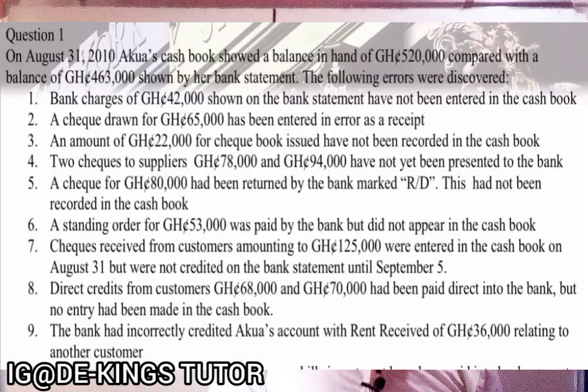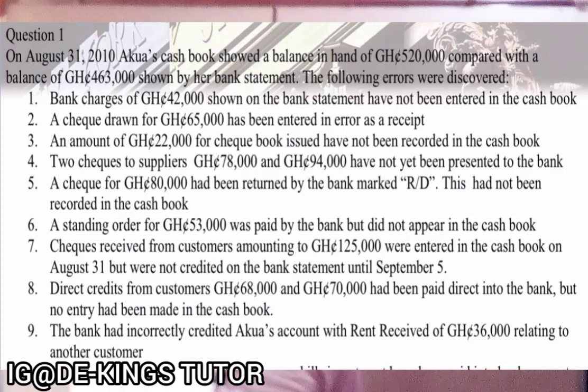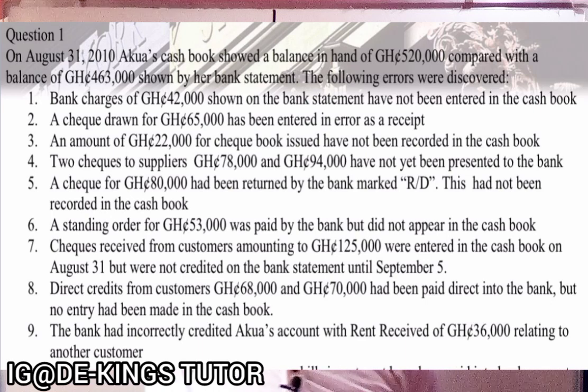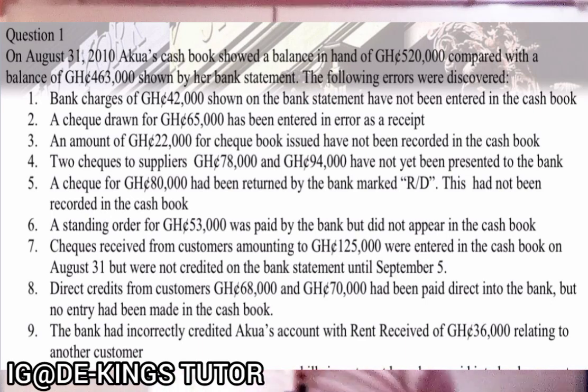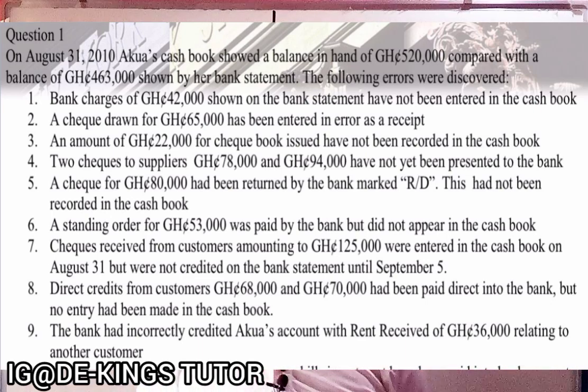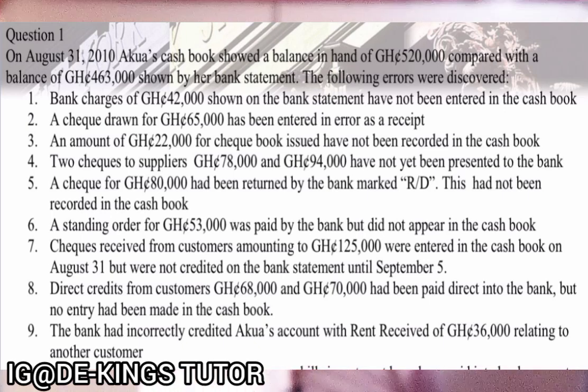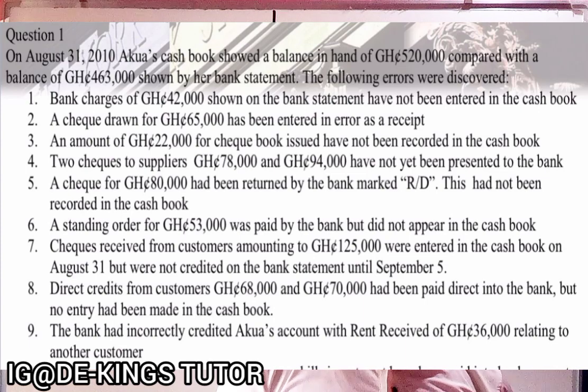The question said, on August 31st, 2010, Aqua's cash book showed a balance in hand of 520,000 Ghana cedis compared with a balance of 463,000 Ghana cedis shown by a bank statement. The following errors were discovered. Number one, the bank charges of 42,000 Ghana cedis shown on the bank statement have not been entered in the cash book. Number two, a check drawn for 65,000 Ghana cedis has been entered in error as a receipt.